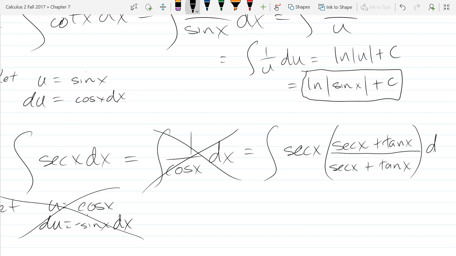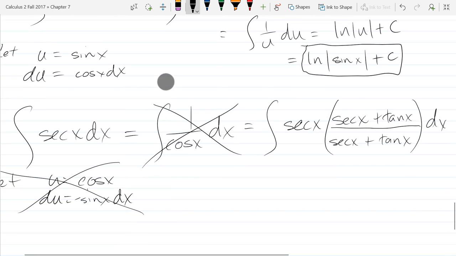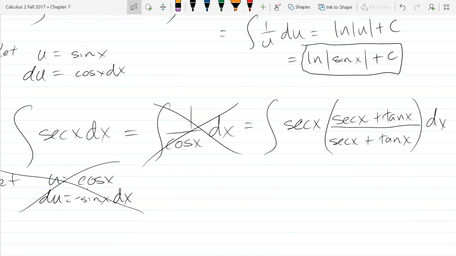Now, why is this a legal move to just multiply by this number? Because it's 1. It's the only number you're allowed to multiply by and not change things. Now, my motivation for multiplying by it should be very mysterious. There should be no reason right away to think that this would be a smart thing to multiply by. What would be a reasonable choice for you?